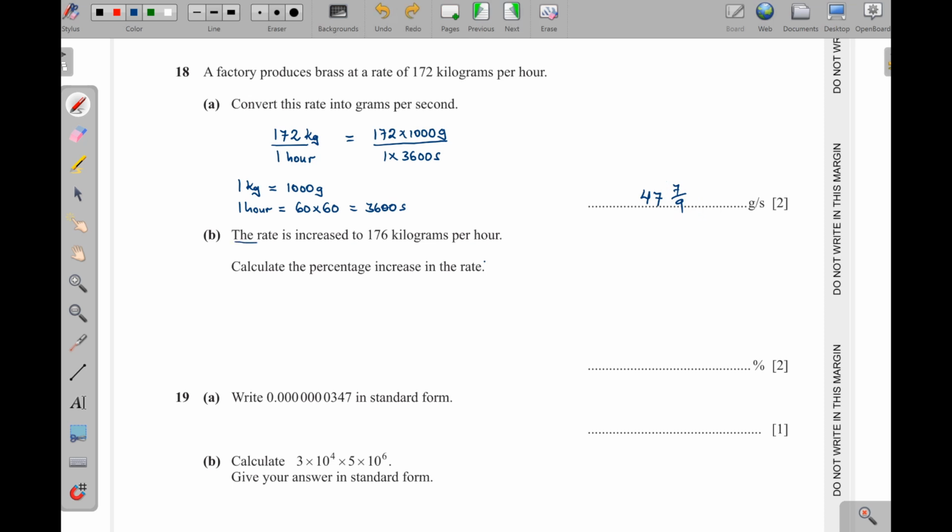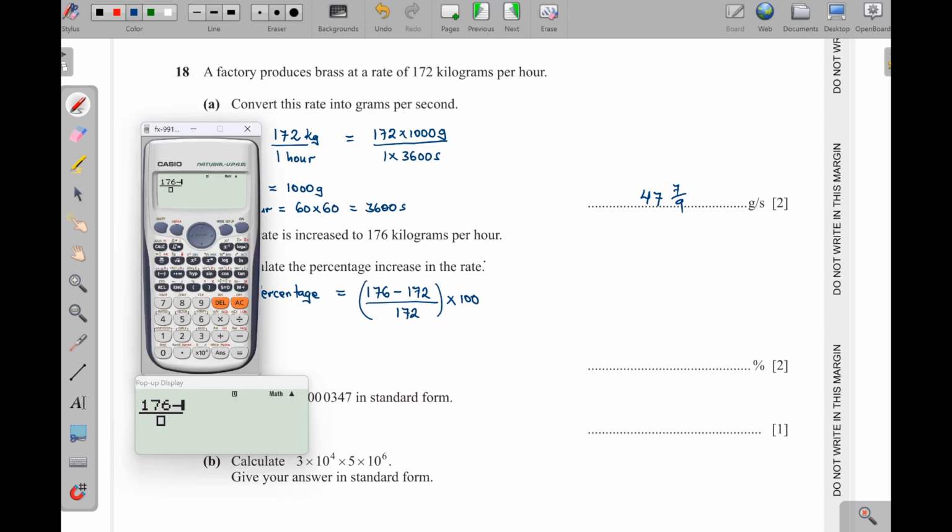Then part B, the rate is increased to 176 kilograms per hour. Calculate the percentage increase in the rate. So what we are going to do here, we are going to get the increase, we divide by the original value, then times 100. So the increase is going to be 176 minus the original value, 172, then divide by the original value, 172, then times 100. So what do we get altogether here?